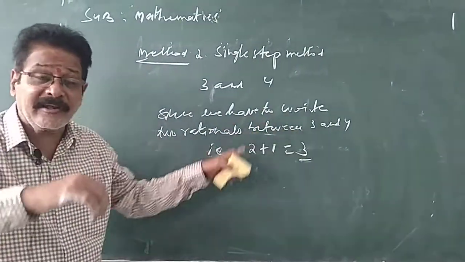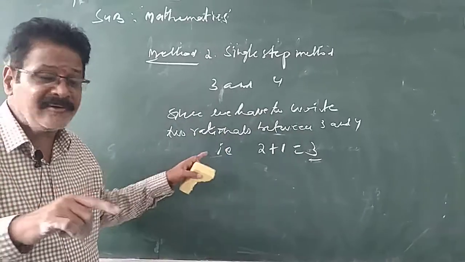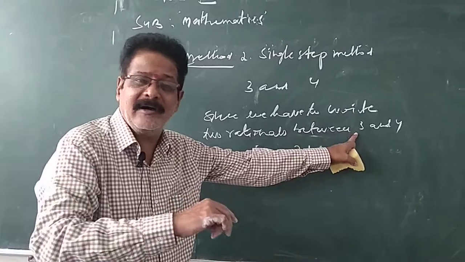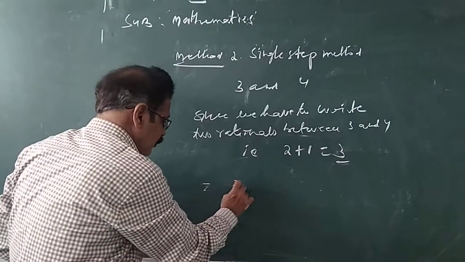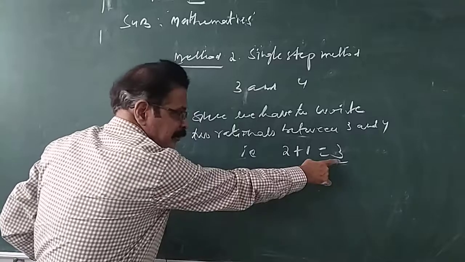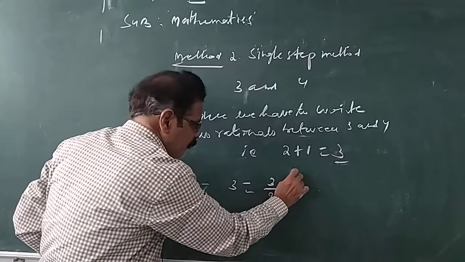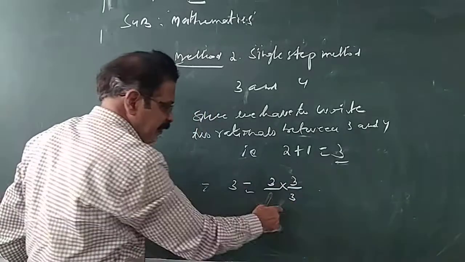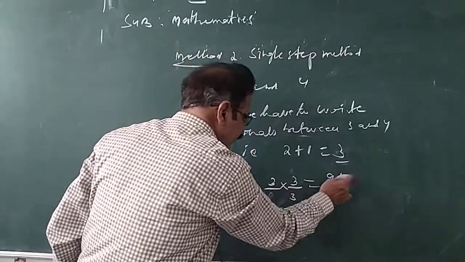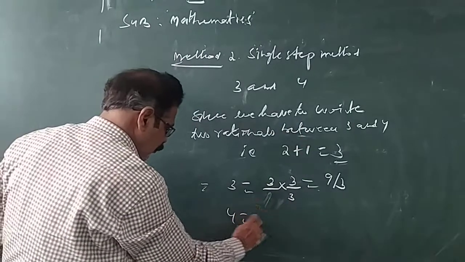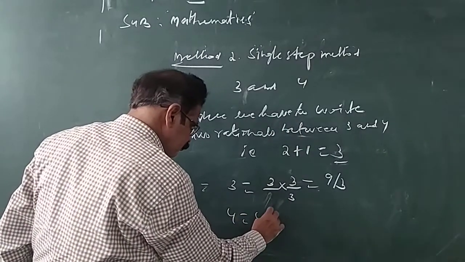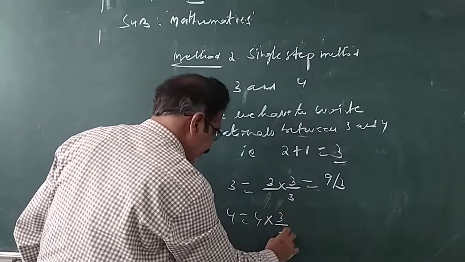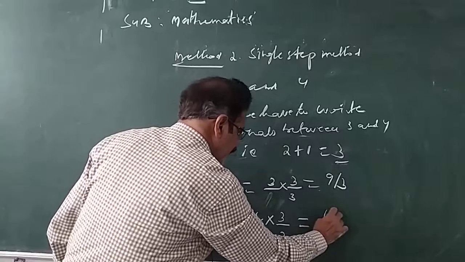How many rationals do you have to arrange between 3 and 4? 2 rationals. 2 rationals means 2 plus 1, 3. So this 3 is written as the denominator of the given rational numbers. So what is the denominator here? 3. When you multiply and divide with the same thing, that value will not be changed. 3 times 3 is 9, 9 by 3. Similarly 4 into 3 by 3. 4 times 3 is 12, 12 by 3.